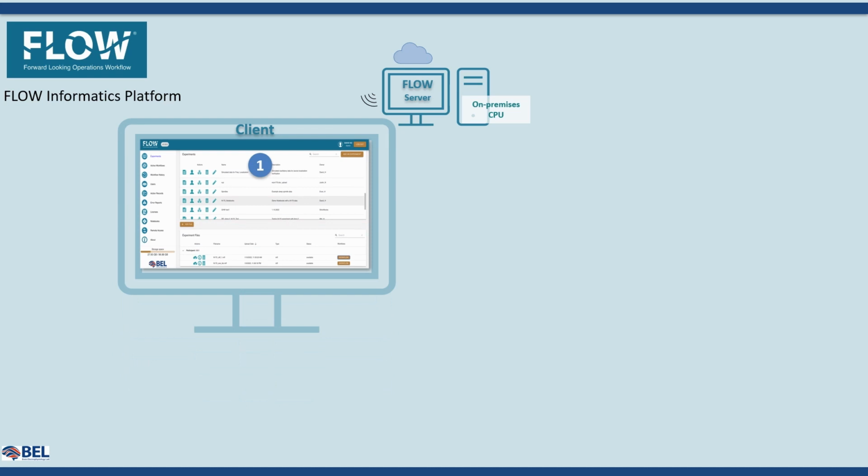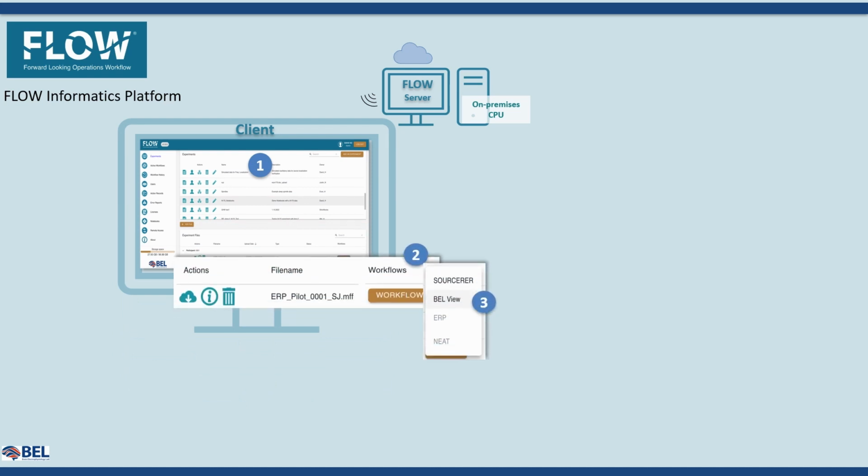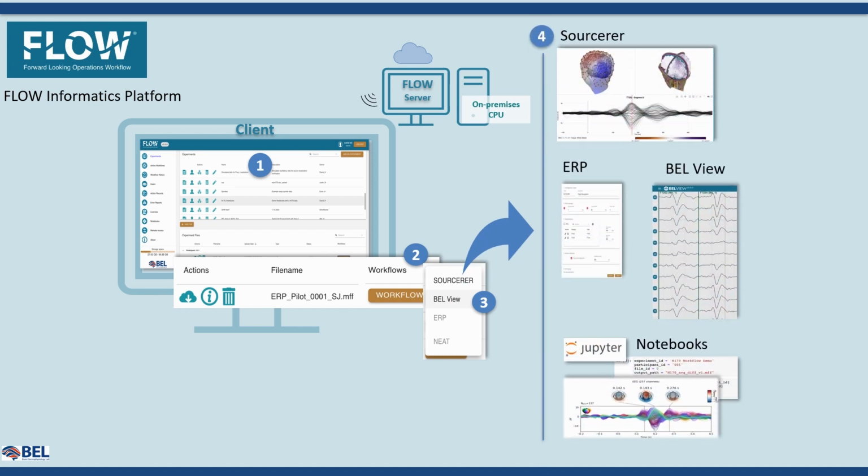To access the data, you just find the data file and click the workflow button, and it gives you different workflow options. Sourcer is our source localization software. Bellevue is our in-house EEG review software. These are all web-based, web page-based. And you also have the ERP workflow. So the Sourcer, ERP and Bellevue workflows are available in Flow.